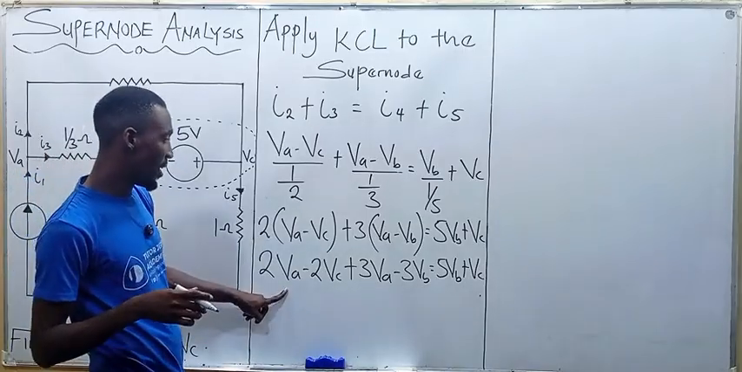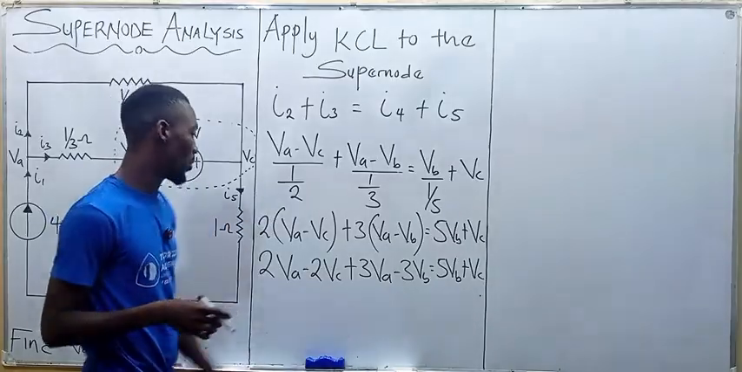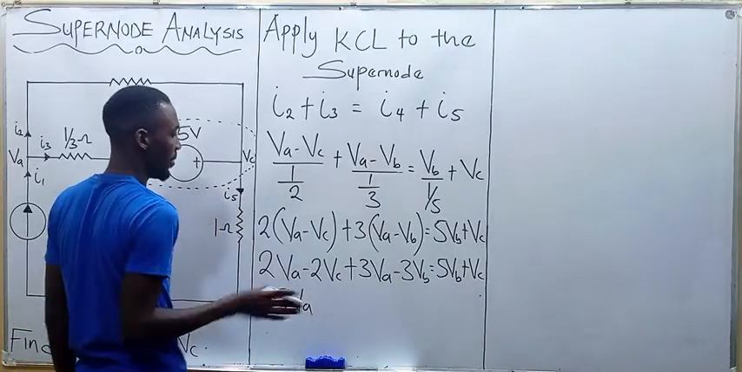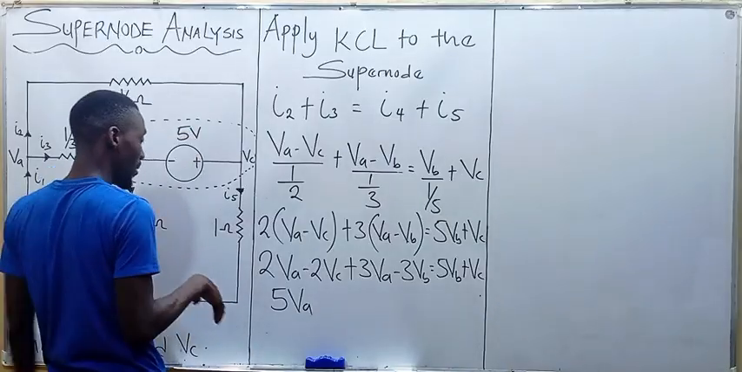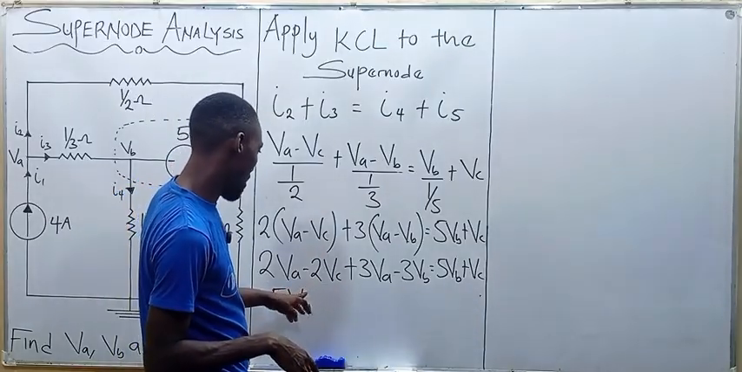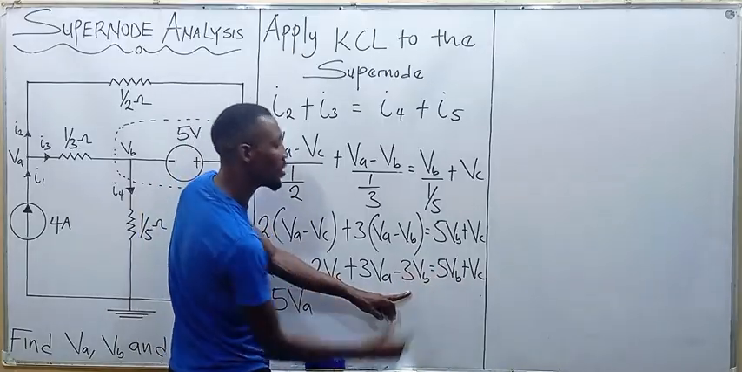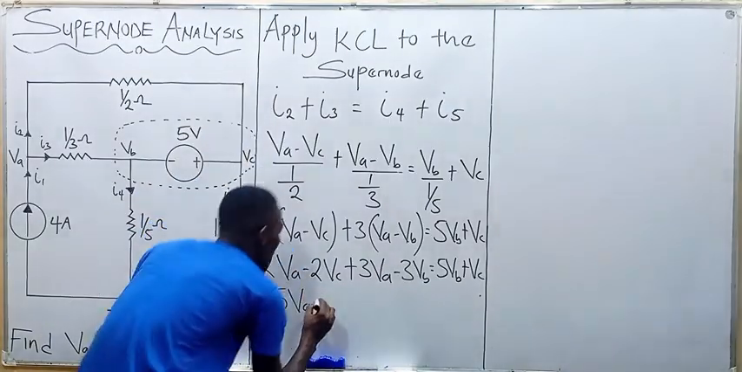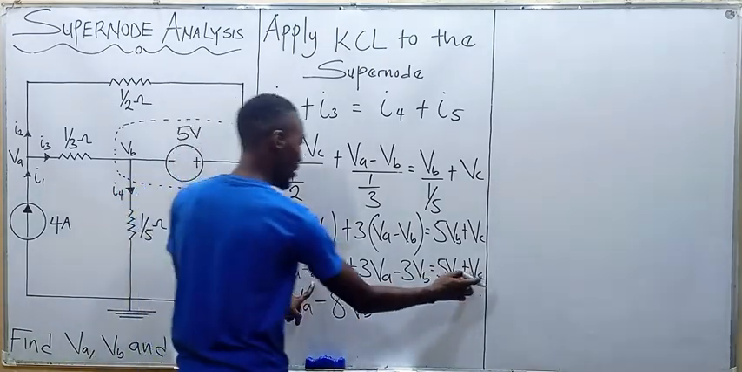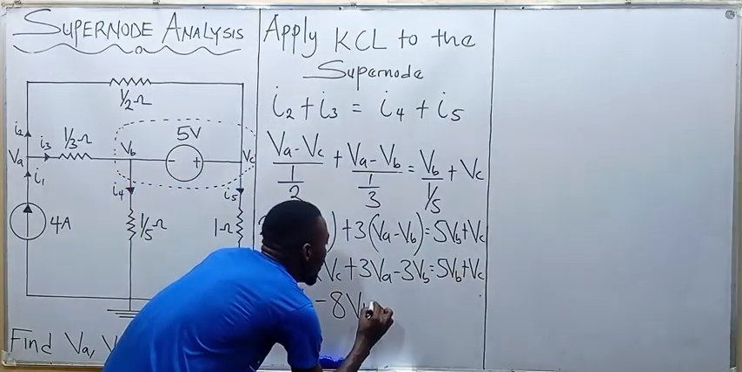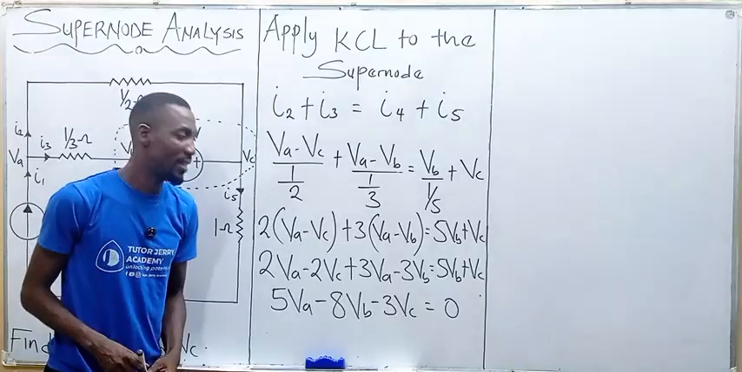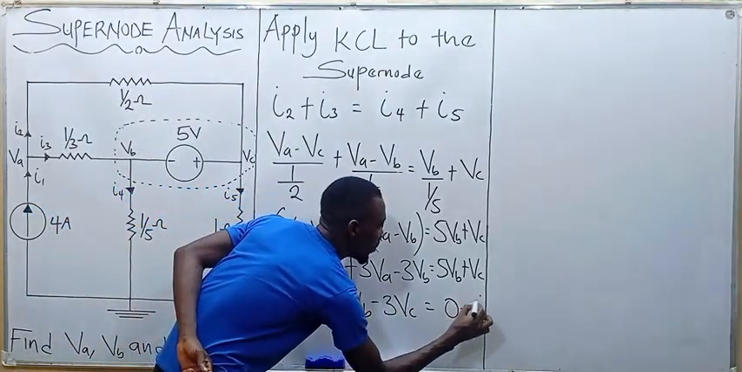We have VA here and VA here, which gives us 5VA. Then for VB, if we bring it over, it becomes minus 8VB. The next one is VC, which becomes minus 3VC. Everything equals 0. So that is equation number 1.